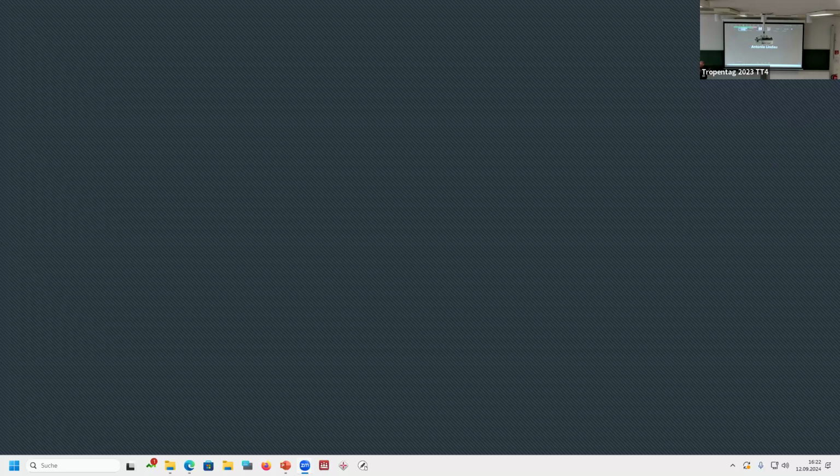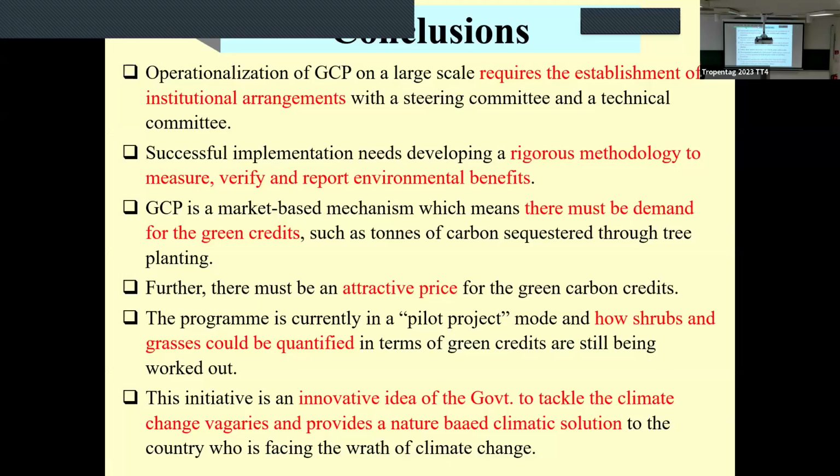But already the State Forest Department has identified 237 land parcels, nearly 17,000 hectares of land, already identified in 13 states of India. And under this program, very soon the afforestation will be started on those 17,000 hectares of land. And this will be distributed in 13 states of our country.